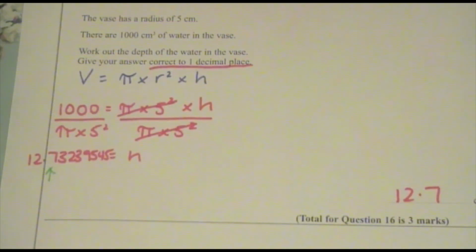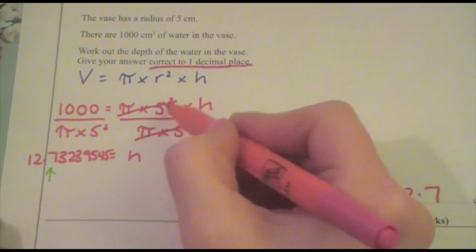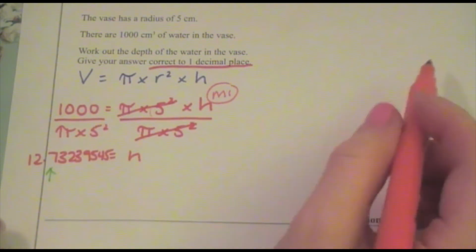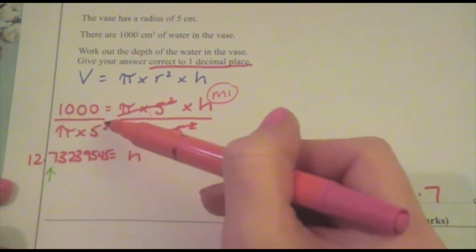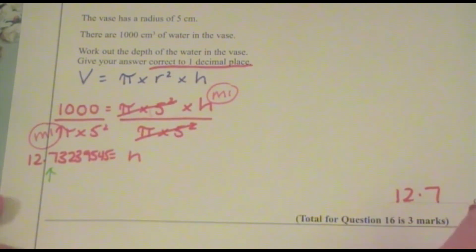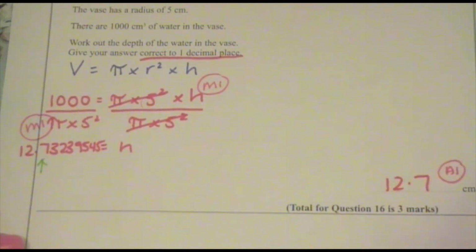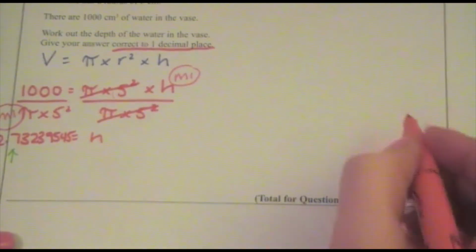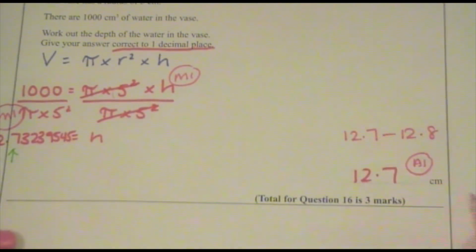Now for the marks in question 16, I would get 1 mark for correctly substituting in my radius. Okay, so substituting in as 5, that would give me my first method mark. My second method mark would be for doing the volume, so 1000 divided by pi times 5 squared. And then my third and final mark would be for getting my answer of 12.7. Now in the question it said that I need to round it to 1 decimal place. However, in the mark scheme it says you can have any number between 12.7 and 12.8 and you would still get that answer mark.